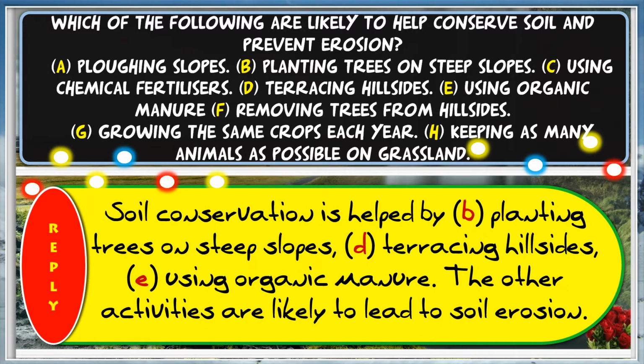Soil conservation is helped by B. Planting trees on steep slopes, D. Terracing hillsides, and E. Using organic manure. The other activities are likely to lead to soil erosion.